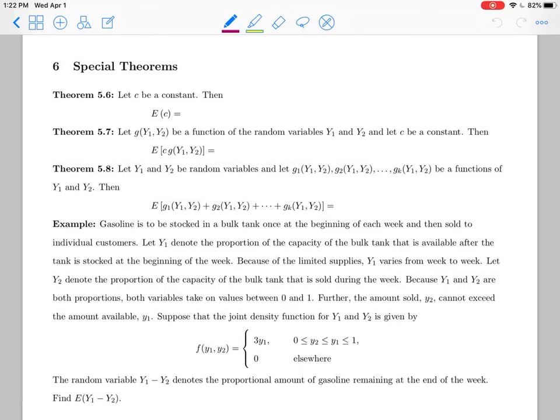Let's take a look at some special theorems dealing with expected values. All right, so the first theorem that we have is if we have a constant, we just want to know what is the expected value of a constant. That is just the constant.